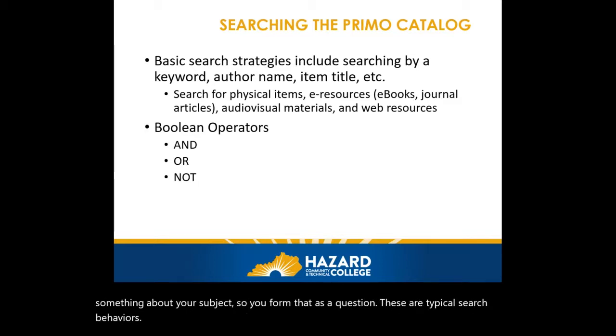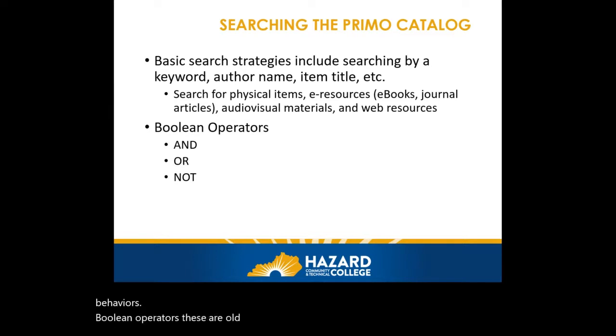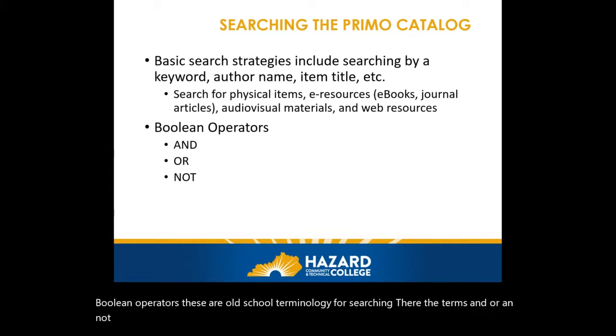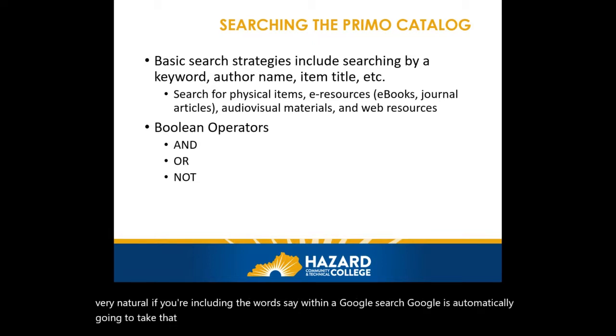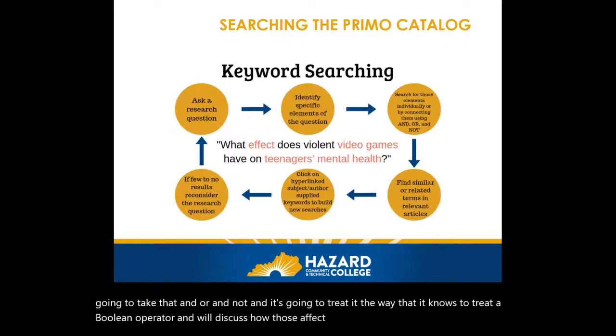Boolean operators, these are old school terminology for searching. They're the terms and, or, and not. Databases respond very specifically to the inclusion of Boolean operators. Today, that is very natural. If you're including the words, say within a Google search, Google's automatically going to take that and, or, and not, and it's going to treat it the way that it knows to treat a Boolean operator. And we'll discuss how those affect a search.